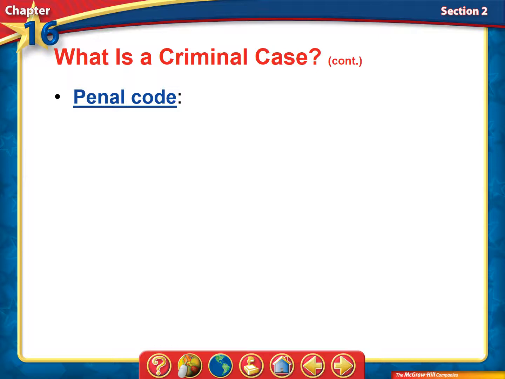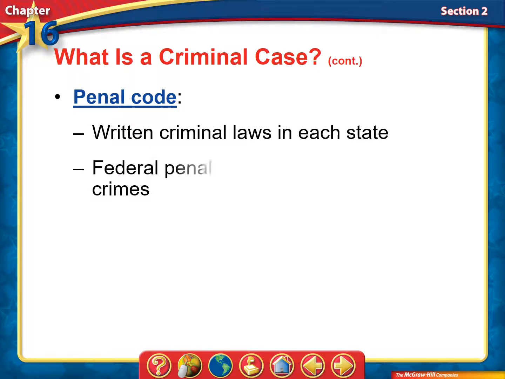All of this is based on the penal code. The penal code is a state's written crime laws with punishments. So if you are driving along at a reckless speed and you strike a pedestrian and they die, you are in violation of a number of penal codes. Meaning, A, you shouldn't have been driving recklessly. B, you shouldn't have hit that person. And there are prescribed rules in reference to reckless driving, and there are prescribed consequences, especially if someone dies as a result of your actions. And so the penal code are these written criminal laws in each state.